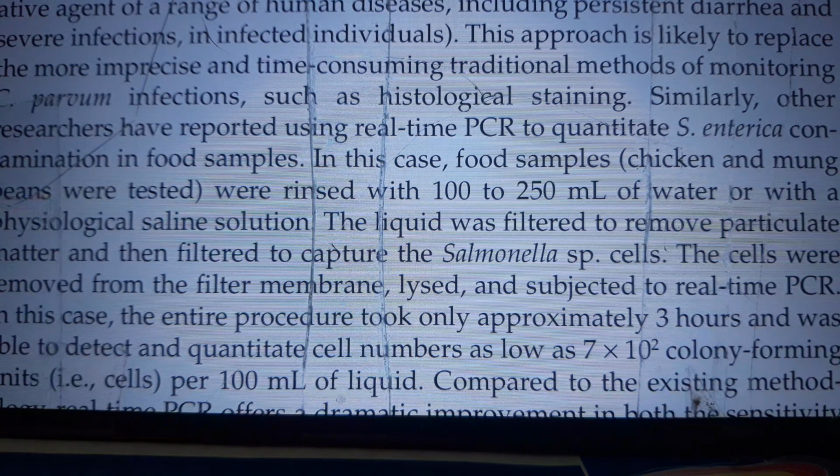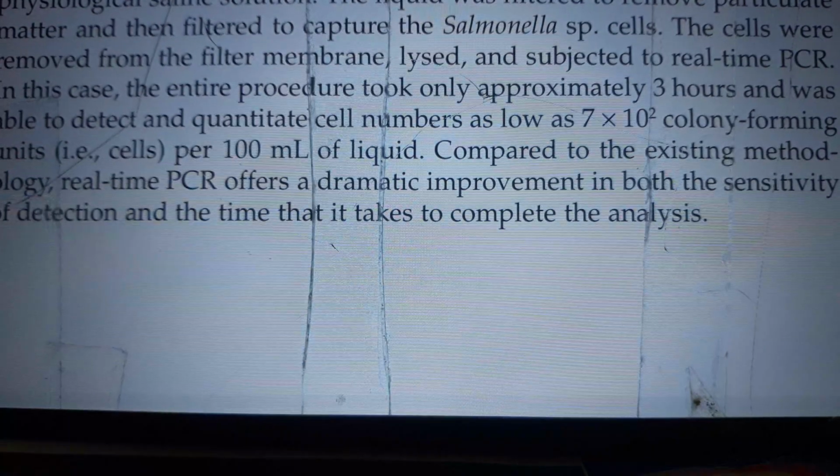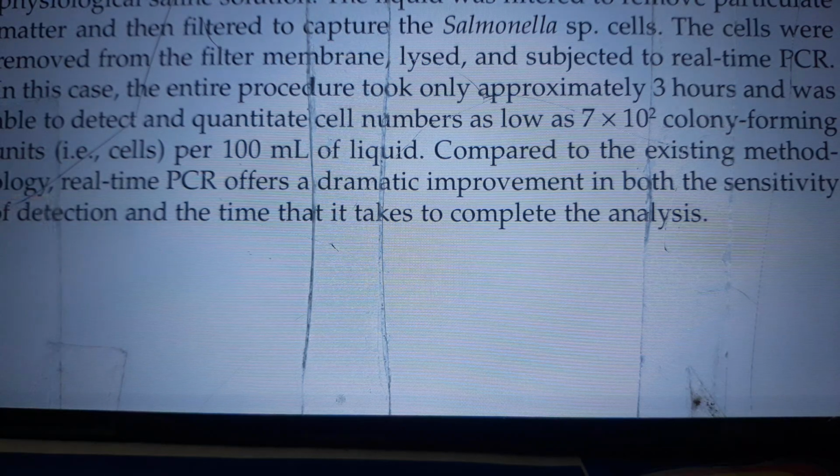Similarly, other researchers have reported using real-time PCR to quantitate S. enterica contamination in food samples. In this case, food samples, chicken and mung beans, were rinsed with 100 to 250 ml of water or with a physiological saline solution. The liquid was filtered to remove particulate matter and then filtered to capture the Salmonella sp. cells. The cells were removed from the filter membrane, lysed and subjected to real-time PCR.